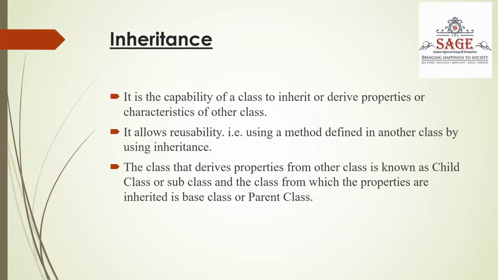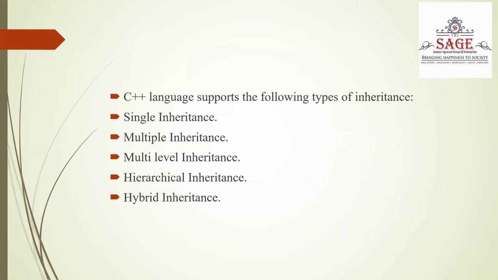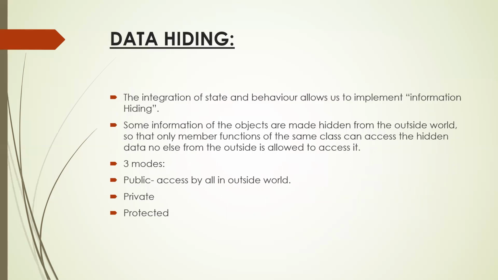The class that derives the properties from the other class is known as the child class or the subclass, and the class from which the properties are inherited is the base class or parent class. So the C++ language supports various types of inheritance, that is single inheritance, multiple inheritance, multi-level inheritance, hierarchical inheritance, and hybrid inheritance. Data hiding. This feature integrates state and behavior and allows us to implement information hiding.